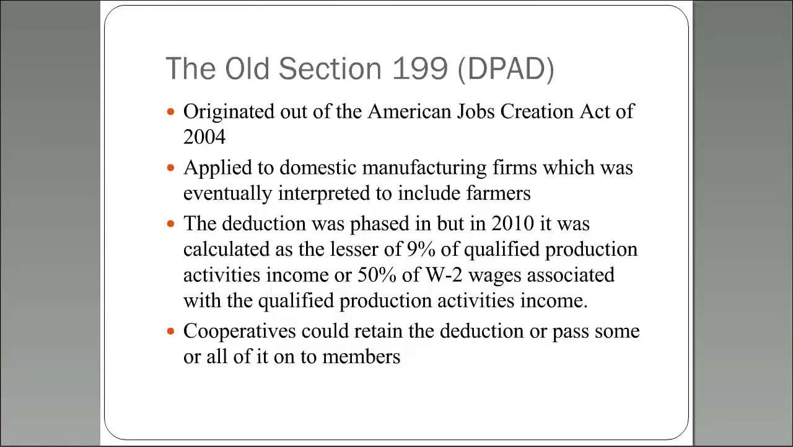And then they finally extended that and said, well, farmers are actually manufacturing something. So farmers would be a manufacturing firm. And then we extended that even to cooperatives to say that the cooperative could be manufacturing collectively on the part of its farmers. So it came in under first at a small amount, but it got to be up to 9% of the qualified production activities income, pretty much 9% of income, or 50% of W-2 wages that were associated with that domestic manufacturing. And so you could see the logic there.